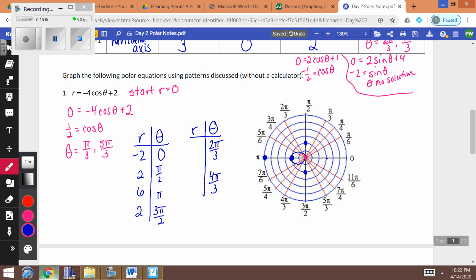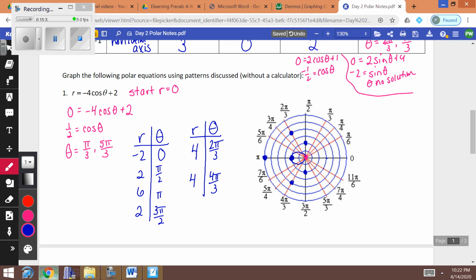So cosine of 2 pi over 3 would be negative 1/2. Negative 1/2 times negative 4 is 2, plus 2 is 4. And then we know it's going to be the same at this one. Again, it was negative 1/2, and that would give us 4. So at 2 pi over 3, we're out here 1, 2, 3, 4 away. And at 4 pi over 3, it's 1, 2, 3, 4 away as well.